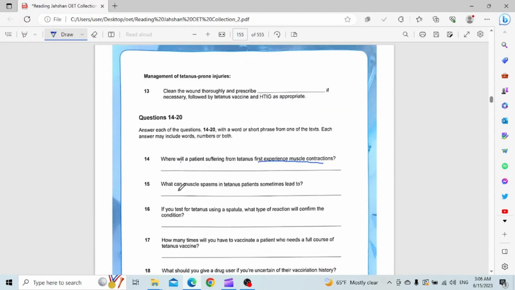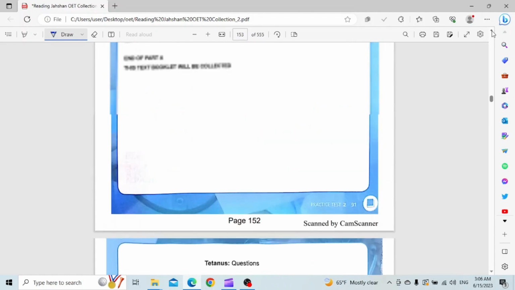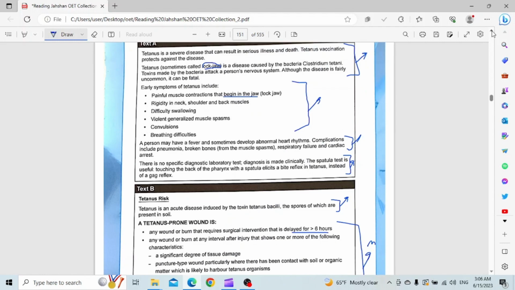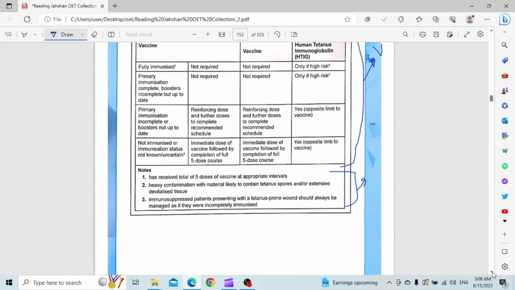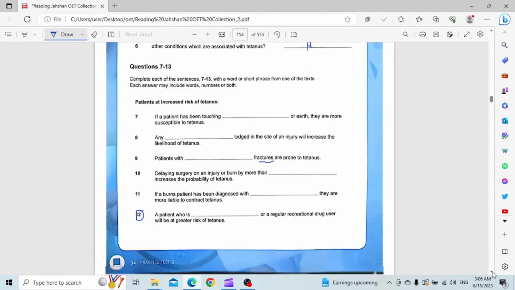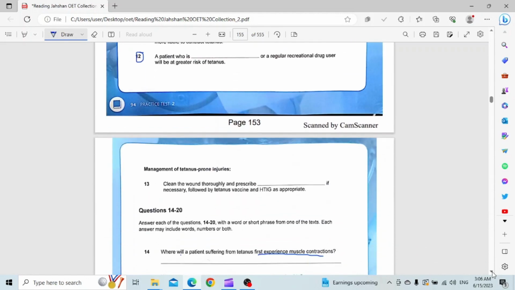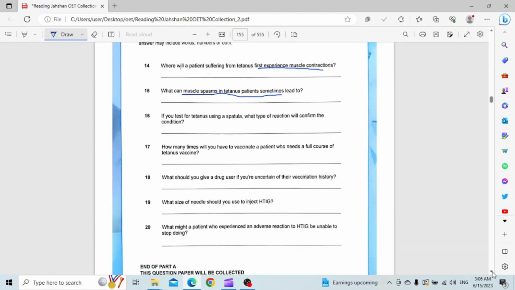The next one: what can muscle spasm in a tetanus patient sometimes lead to? So this is complication. Complication is also in part A. This is complication, including pneumonia, broken bone from muscle spasm. So what can it lead to? Broken bone. Okay. You see how fast I am in finding, because I have given everything a title.